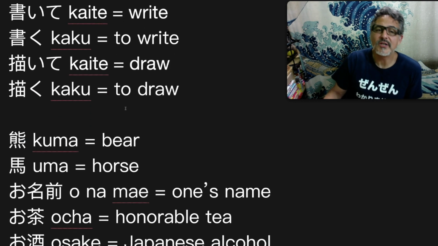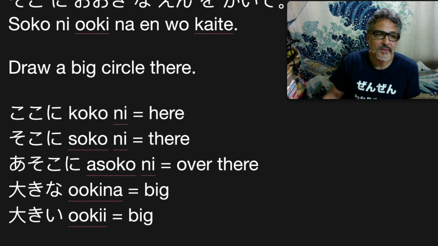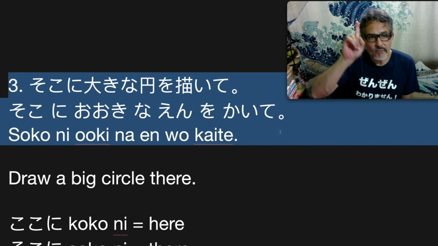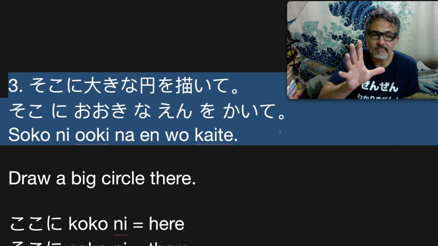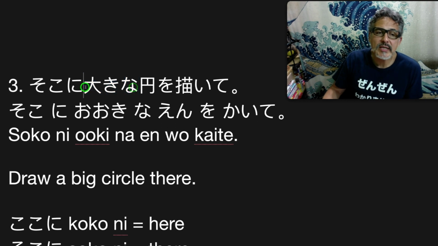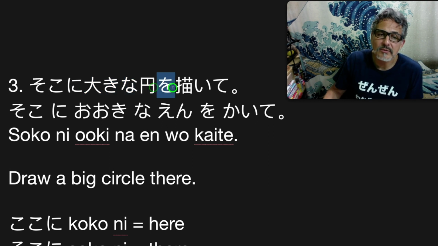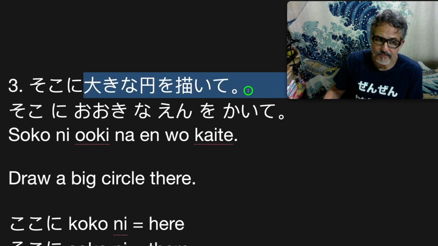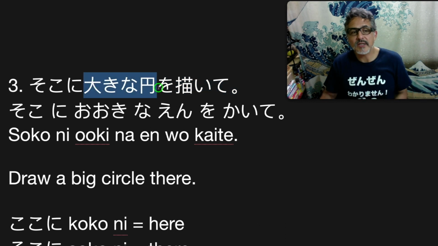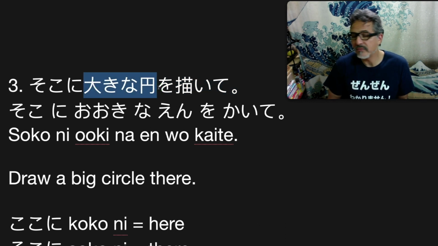Anyway, going back to the sentence, here we go. I hope you're not getting seasick from all this moving around. Soko ni, over there. Ookina en. Remember before, the en is the noun, so we want to use the na form of the oki. Ookina en, big circle, particle indicating what the verb will act on. Draw. So draw kaite. Ookina en o kaite. So basically this means draw whatever is in this place here. So if I wanted to say, as I said before, ringo, draw an apple, I would say ringo o kaite.